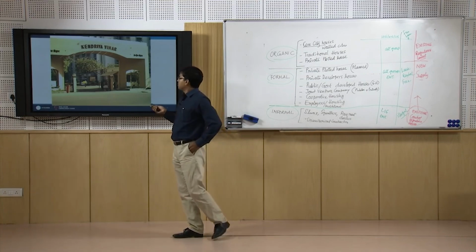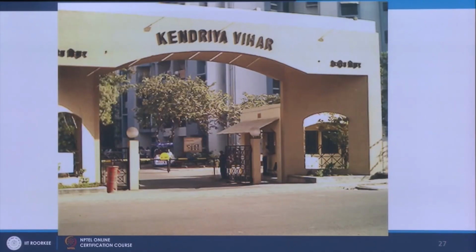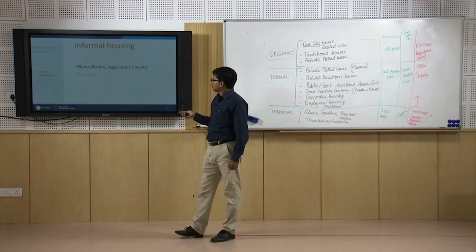Now, this is the employees' house. The Government of India or various state governments build different kinds of employees' houses like this for their own employees. So, now in the last slot we will see some examples of informal housing.